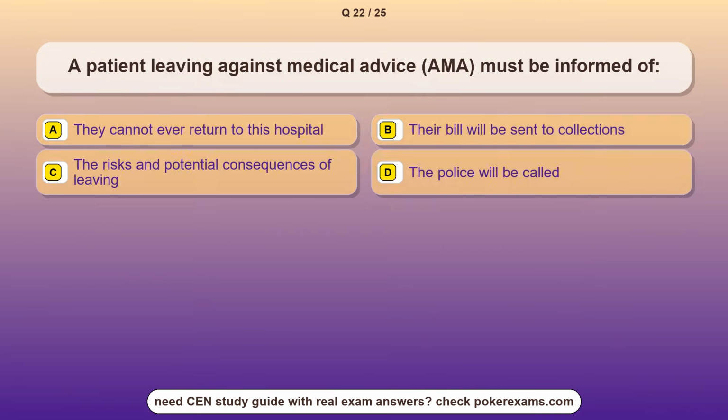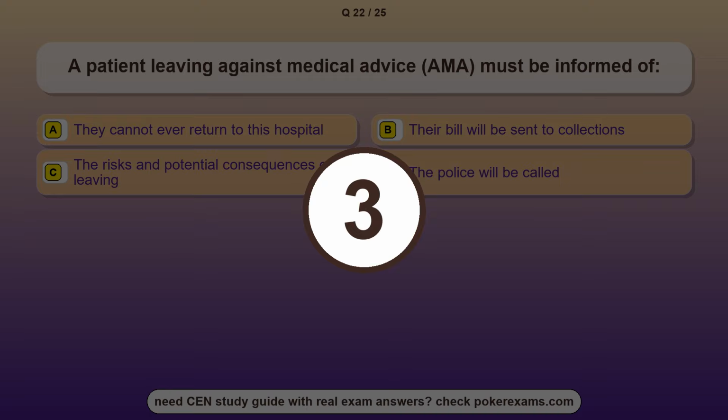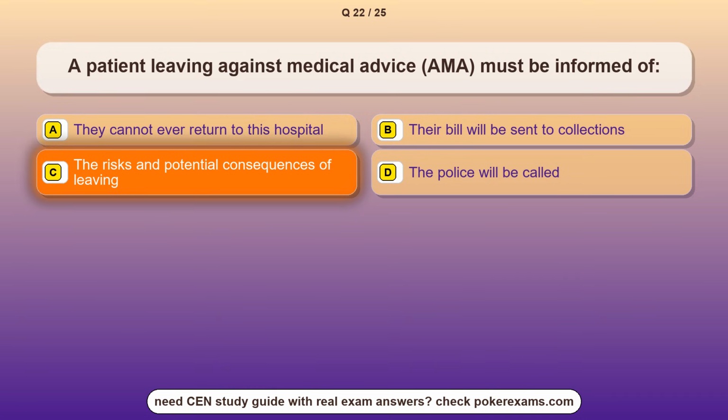Question 22. A patient leaving against medical advice, AMA, must be informed of: option A, they cannot ever return to this hospital. Option B, their bill will be sent to collections. Option C, the risks and potential consequences of leaving. Option D, the police will be called. The correct answer is option C. The risks and potential consequences of leaving.